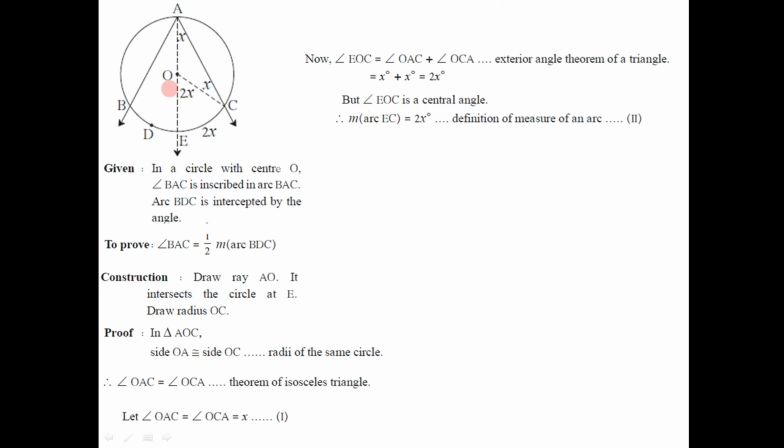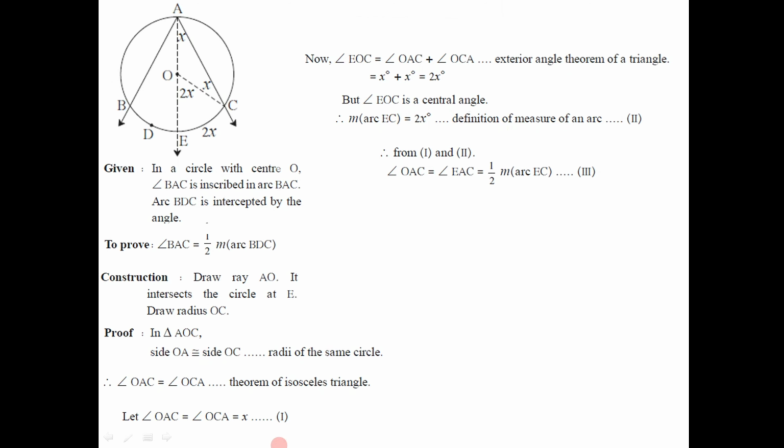Now angle EOC is the central angle. We know that the measure of an arc is equal to the measure of the corresponding central angle. That's why the measure of arc EC is equal to 2x degrees, because the corresponding central angle of arc EC is angle EOC, and we have found the measure of angle EOC as 2x degrees. That's why the measure of arc EC is also 2x degrees. This is by the definition of the measure of an arc.